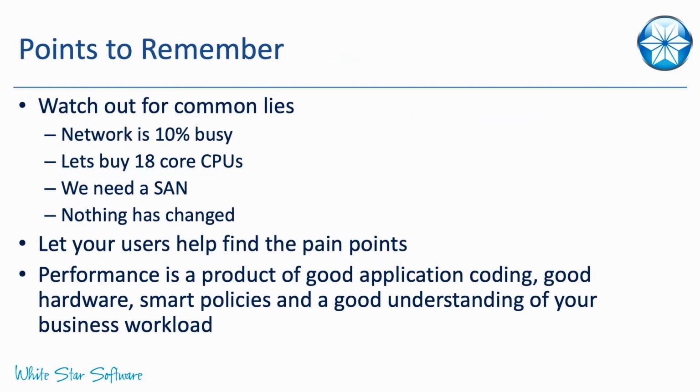Watch out for common lies. The network is only 10% busy. Let's buy 18-core CPUs. We need a SAN. Nothing has changed. Look out for all of those things.